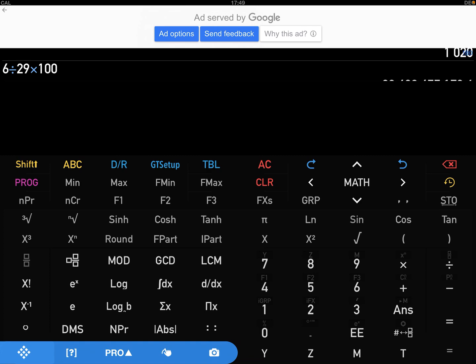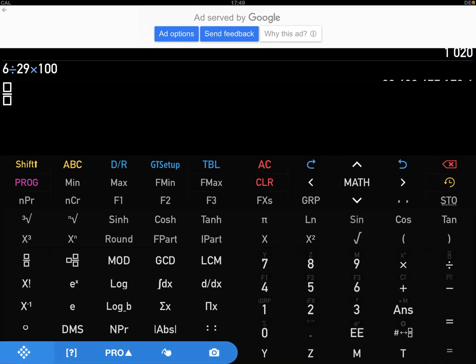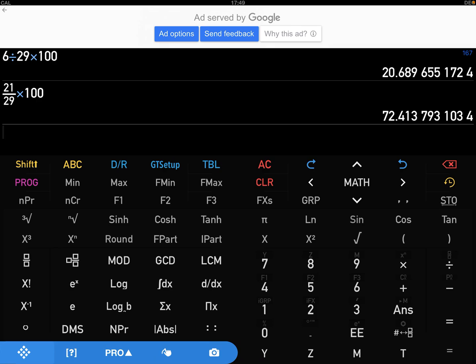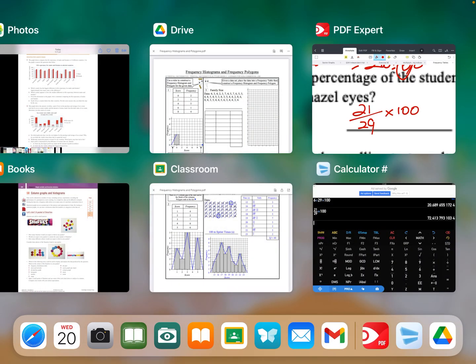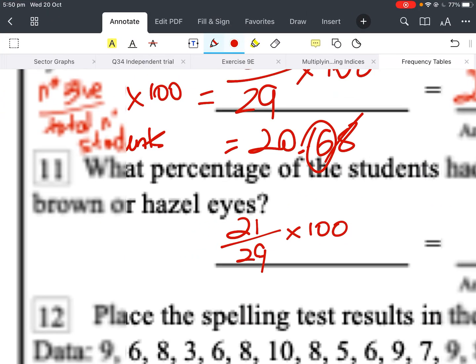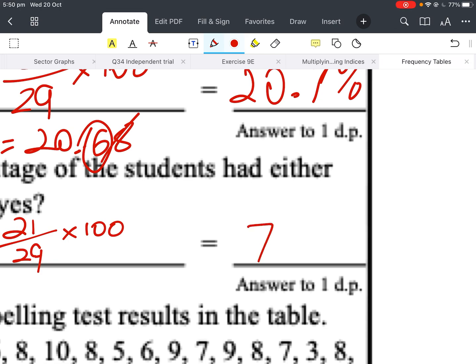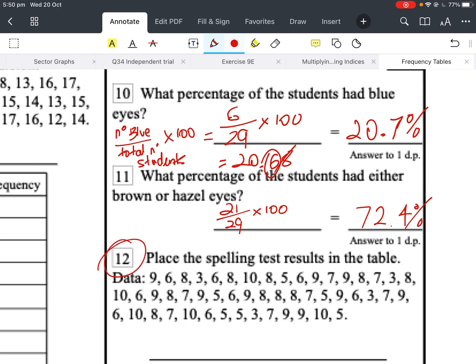Okay, so I can do fraction key. 21 over 29. Times 100, so you could have done that too. 72.4 to one decimal place. Is that right? Equals 72.4%. All right, so now you get to do 12.